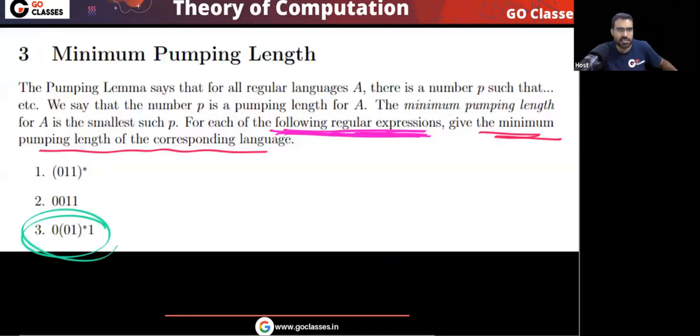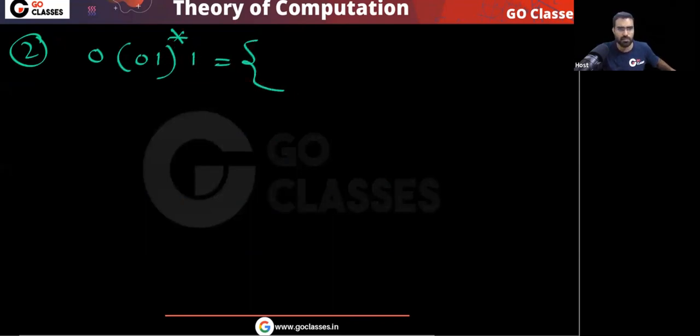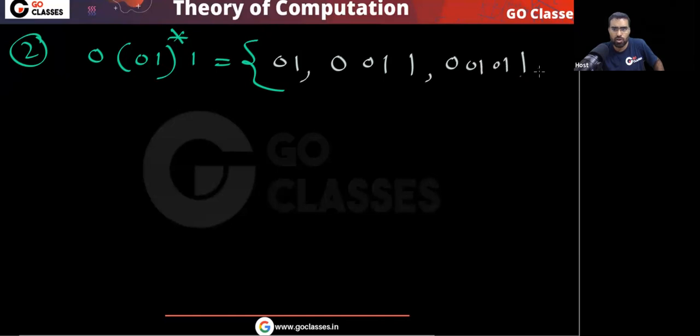The next language, let's take this one: (0 0 1)* 1, the second one. Before solving the question, you should at least understand the language. Your strings are 01, then you have 0 1 0, then 0 1 0 1 0 1, something like this. Like this, you have the strings.